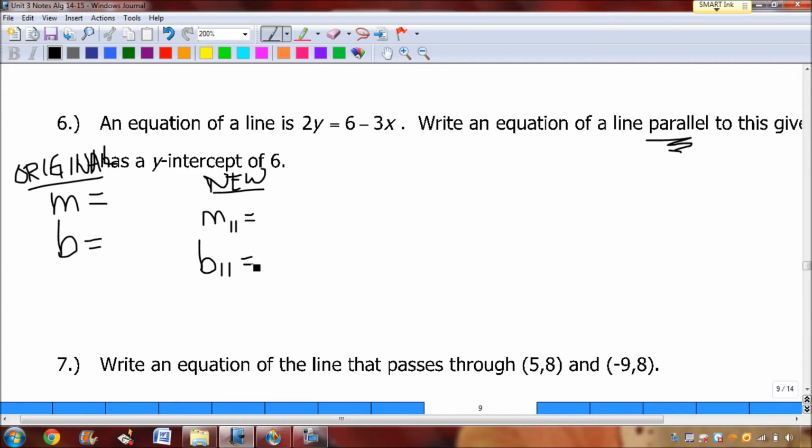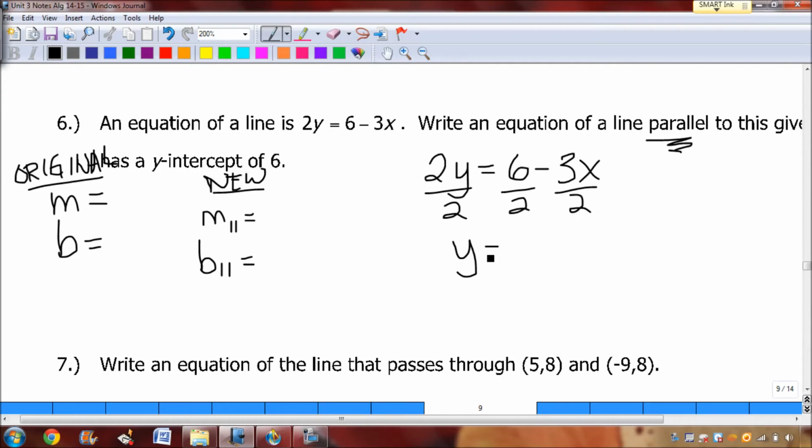So let's find out what y is when you isolate it. So I get 2y equals 6 minus 3x. In order to isolate the y, I would divide everything by 2. So I would get y equals 3 minus 3/2 x. Okay, now I know what the slope is of my original line. Remember, this is still your original line. So the slope of my original line is -3/2, and the y-intercept of my original line is 3.